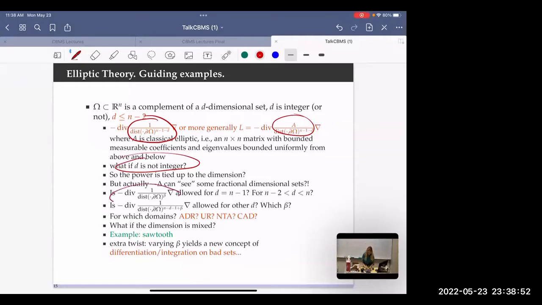I mean, can you take distance to the power beta, for which betas, even for n minus one dimensional sets, for which betas for, you know, fractional dimensional, what if your d is really smaller? Once again, for which domains, AR, UR, like in which context are you talking about, what if the dimension is mixed now? Can you make elliptic operators which work for that strange chain of Sigmund balls? And the secret is you kind of have to.